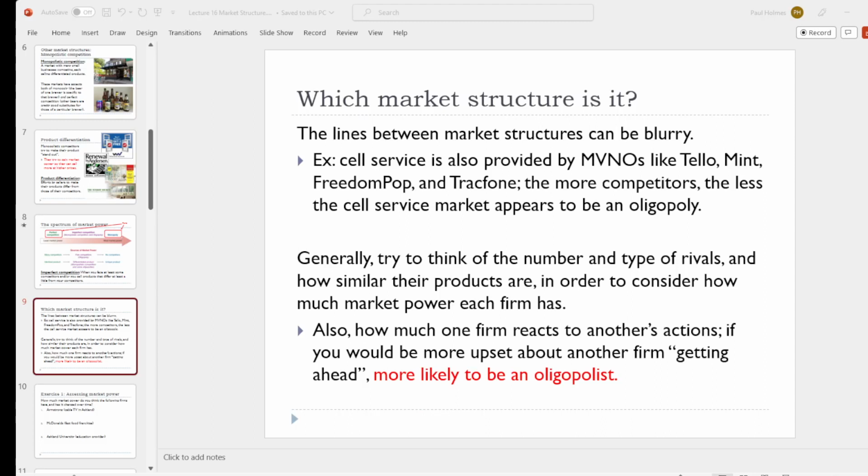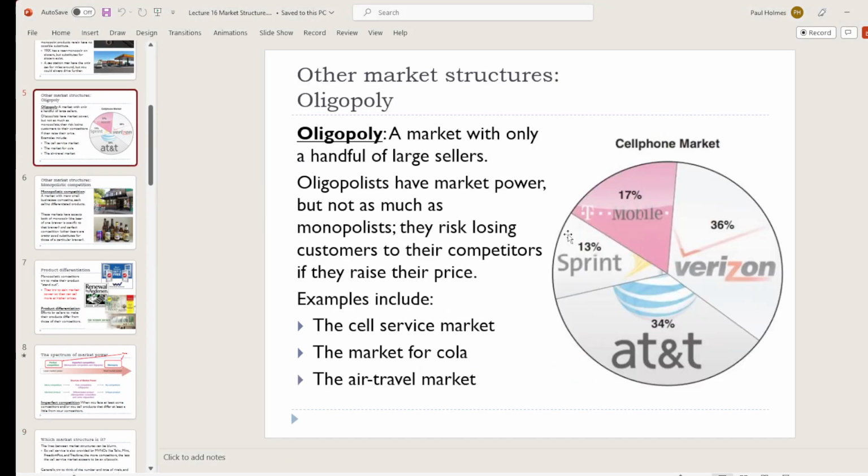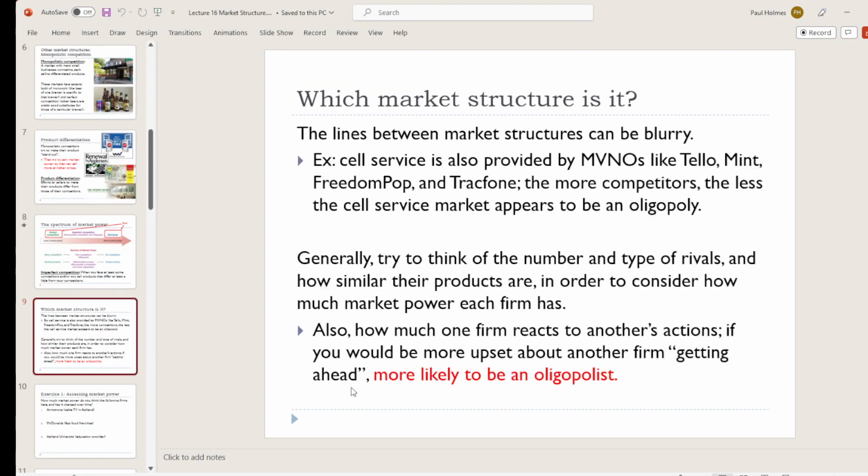It'd be nice if all of the different industries would fit neatly into exactly one market structure, but unfortunately that's not necessarily the case. Cell phone service, as an example, I said earlier, was an oligopoly with four, or three if you discount Sprint, firms competing in that market. But that's not really correct.